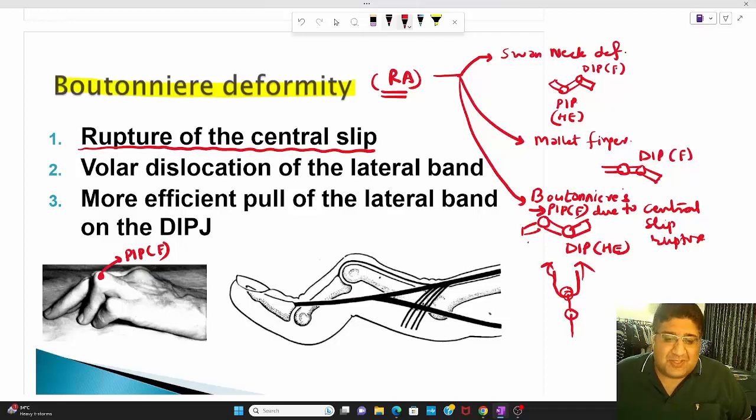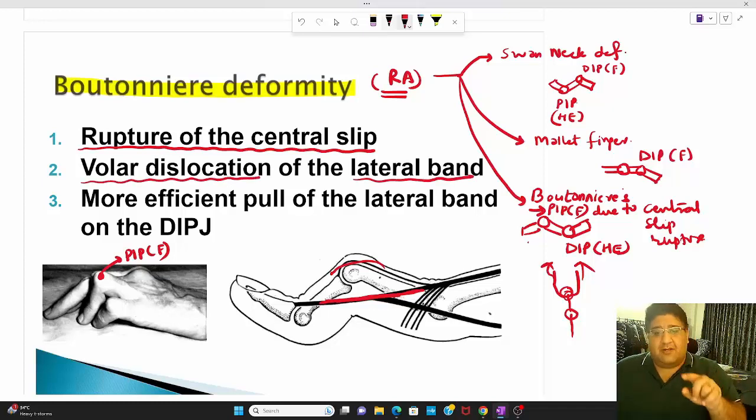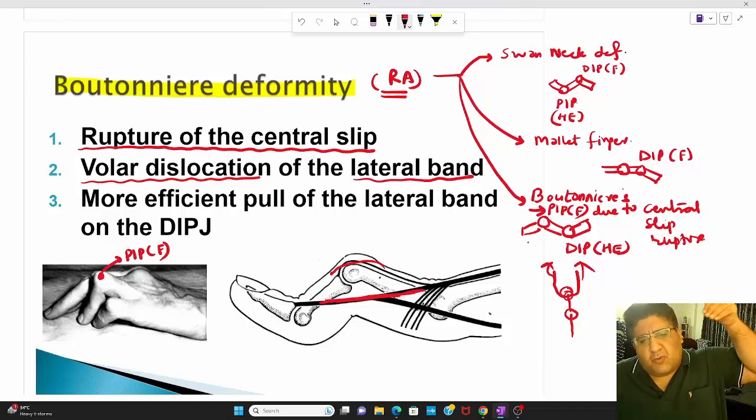So these lateral bands you can now see, I hope you all can see. These lateral bands were technically not here. These lateral bands were dorsal, but now they have come volar. So the lateral bands, because of the central slip rupture, go volar. And when they go volar, listen to me, you get something called bowstringing. When they go volar, they have a far more efficient pull on the DIPJ.